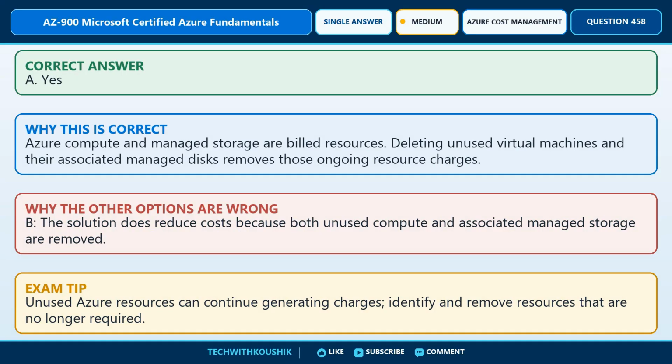The best choice is option A, yes. This is the best choice because Azure Compute and Managed Storage are billed resources. Deleting unused virtual machines and their associated managed disks removes those ongoing resource charges. The remaining options can be eliminated because B, the solution does reduce costs because both unused compute and associated managed storage are removed. A helpful shortcut is this. Unused Azure resources can continue generating charges, so identify and remove resources that are no longer required.